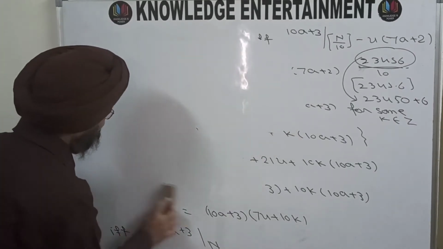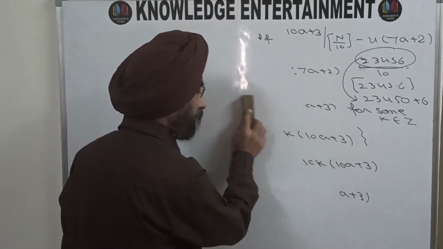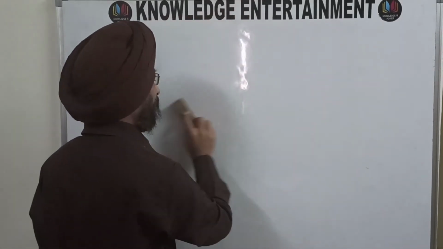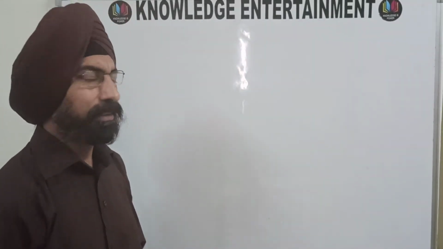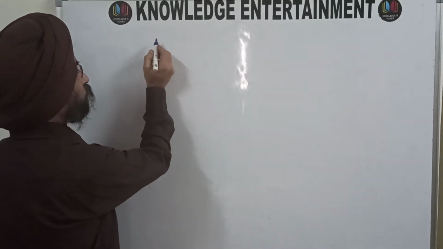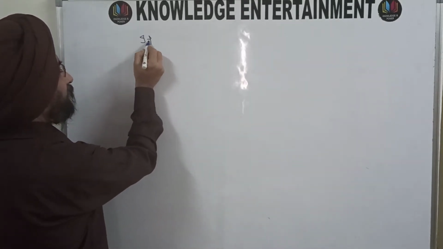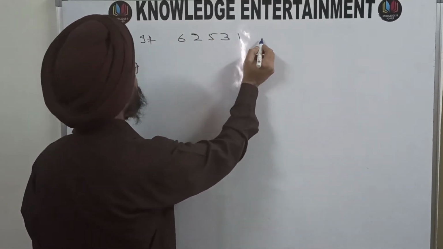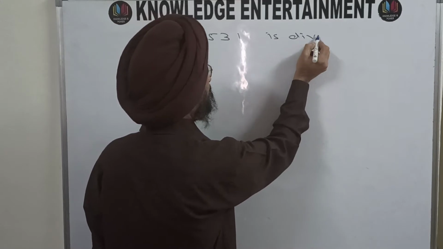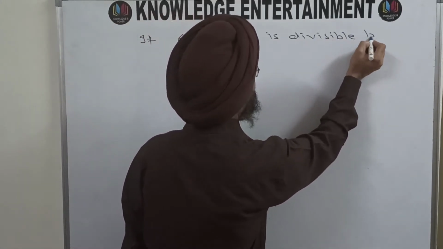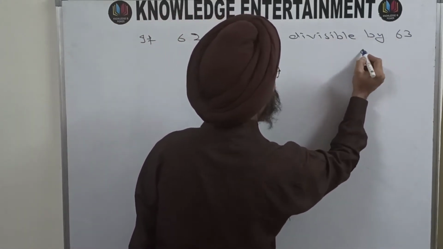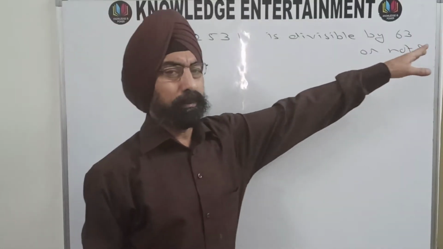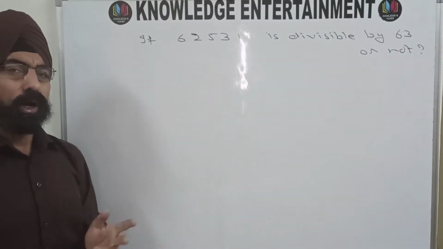So let us have an example. I will not take more examples. One example, I think, is more than sufficient to understand how this test works. Suppose you want to check if the number 62531 is divisible by 63 or not. You want to check whether this number is divisible by 63 or not. So how can it be checked?